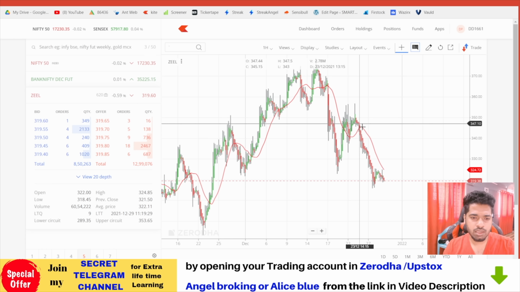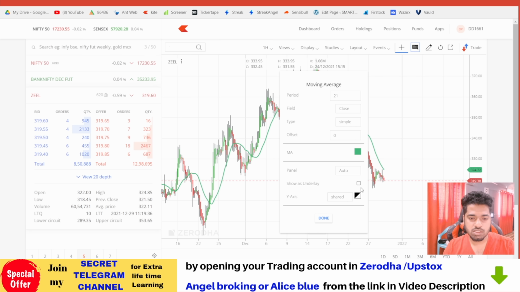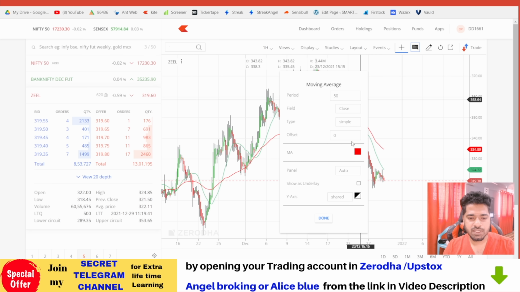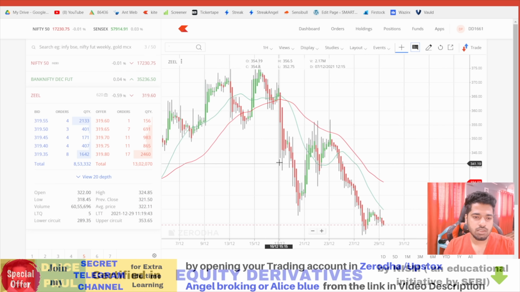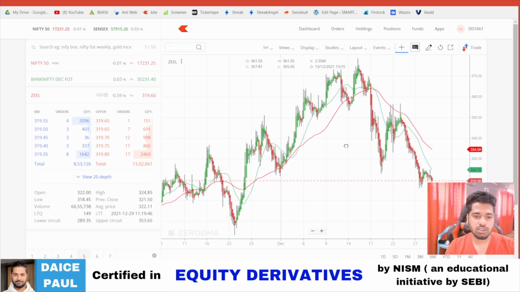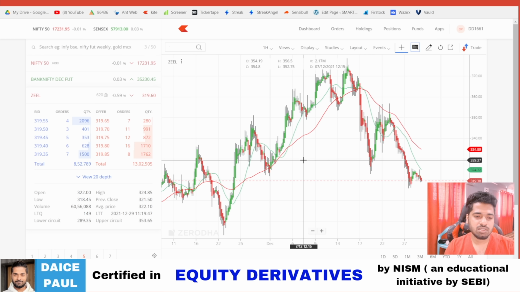Simple itself. And if I want, I'll just give it in a red color. We'll make it green. Okay, this is the faster one, just to remind you. And then we'll add one more at 50 itself, red color. Okay. So now let's say, see the green and red. These moving averages will also tell you a story about which side the stock is going.